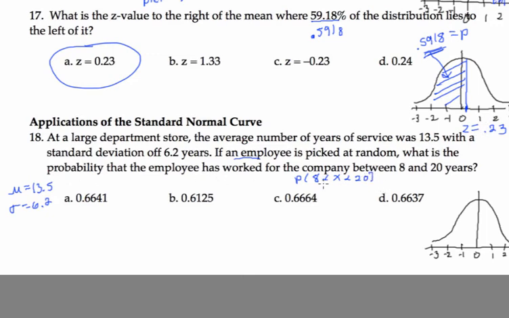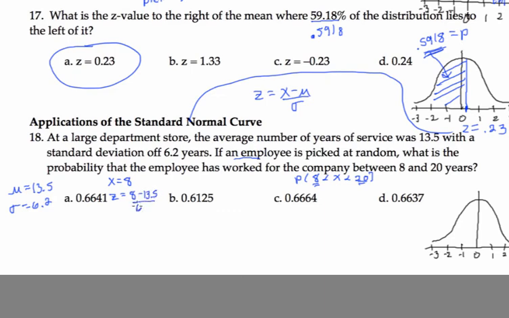Okay. Well, I've got two data values there, an 8 and a 20. So those are my x values. So I'm going to start out with x is 8. I need to turn that into a z-score. I do that by using my z-score formula. The z-score is the data value minus the mean over the standard deviation. So that'll be 8 minus 13.5 over 6.2. So I'll simplify that and I'll find that the z-score that goes with 8 is negative 0.89.